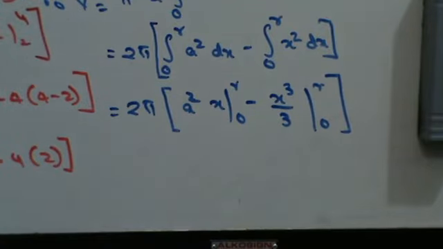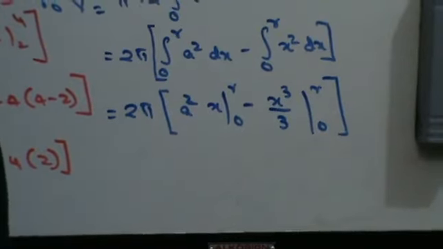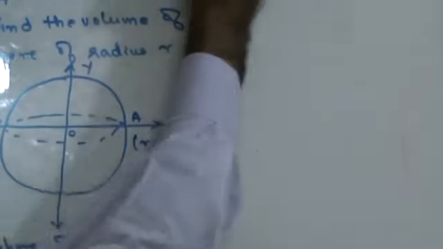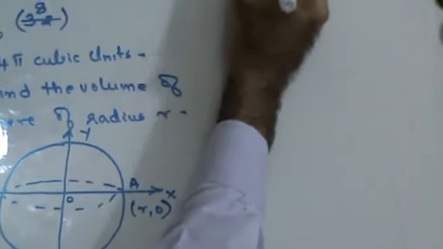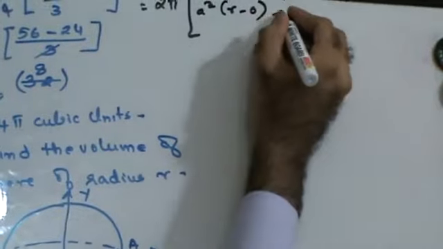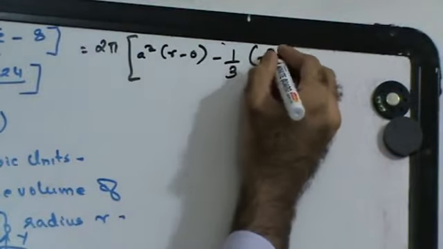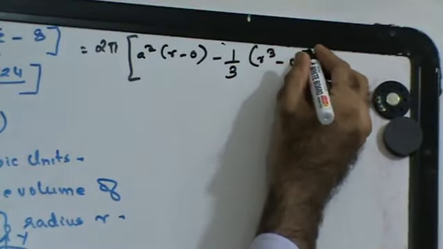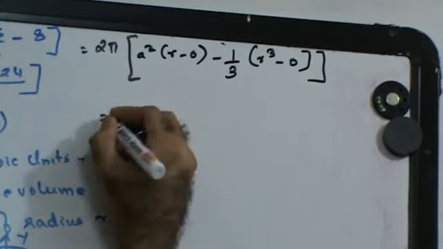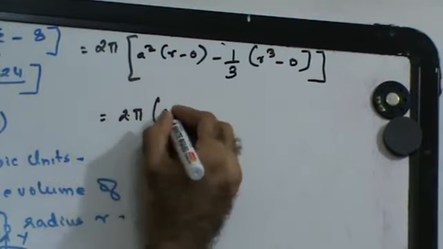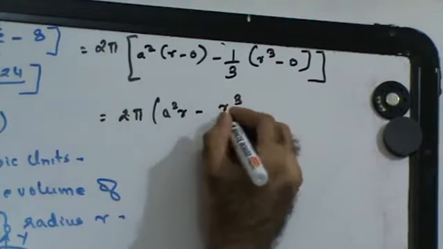In which case you will get this as 2 pi as it is. This is a square, upper limit minus lower limit, minus 1 by 3, upper limit minus lower limit, r cube minus 0. Right? This is 2 pi a square r minus r cube by 3.